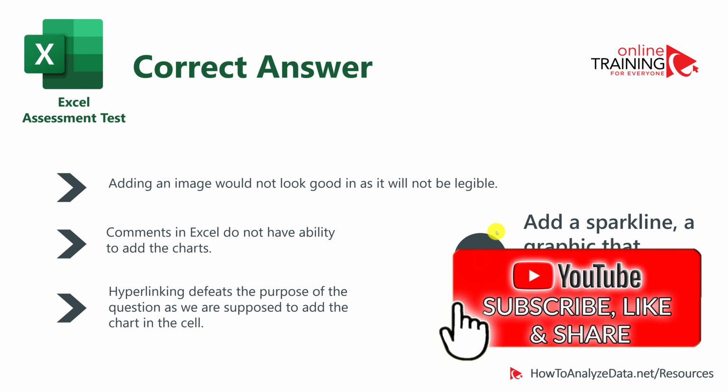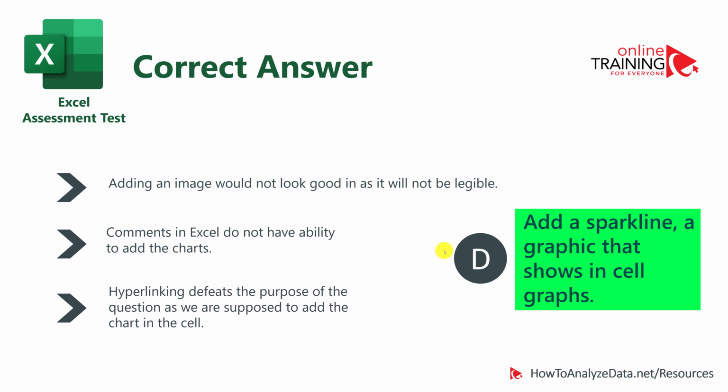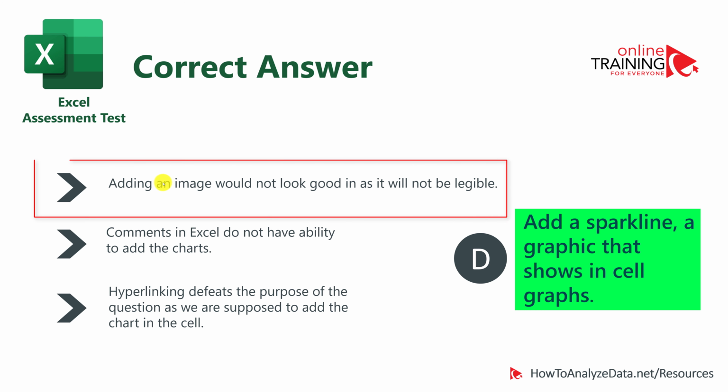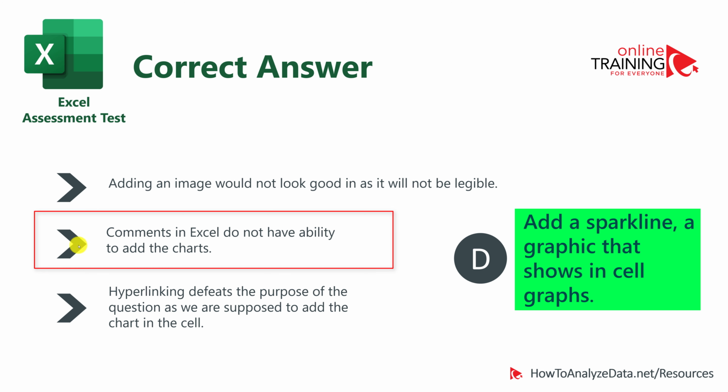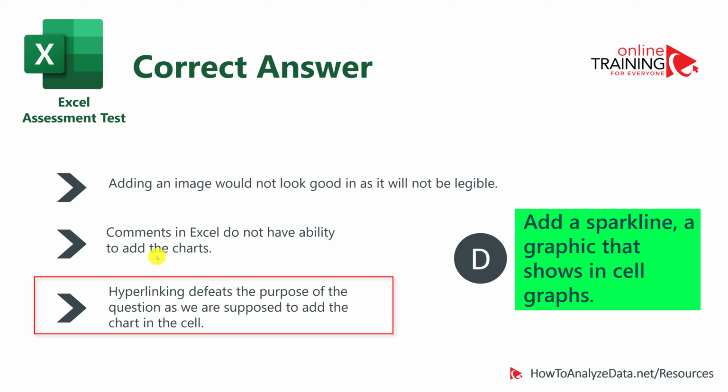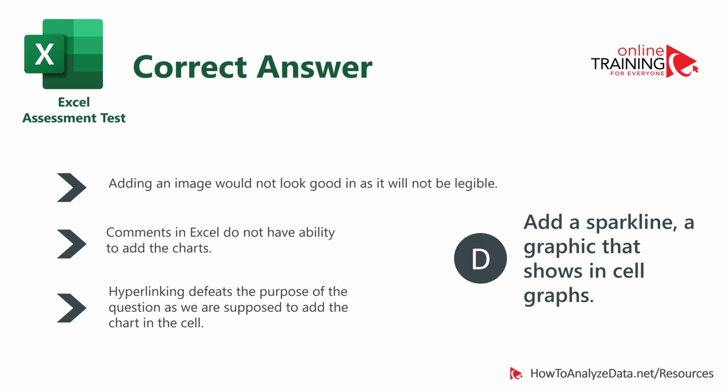As you might have figured by now, the correct answer is D, which is add a Sparkline, a graphic that shows in the cell graph. Now, adding an image would not look good as it's not going to be legible, so that's not a valid choice. You also need to understand that comments in Excel do not have the ability to add charts. And then hyperlinking defeats the purpose of the question, as we're supposed to add a chart in the cell. So make sure to pick a Sparkline as a valid choice for this type of question. Hope you've got it right.